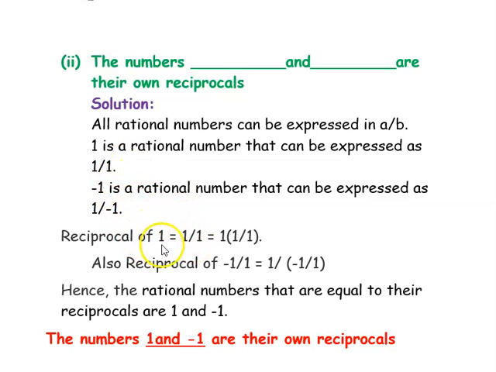So, the reciprocal of 1, that is 1 by 1, is 1 divided by 1 by 1. So, that is nothing but 1. So, the reciprocal of negative 1 by 1 is 1 divided by negative 1 by 1. That is also a negative 1. So, the rational numbers that have their equal reciprocals are 1 and negative 1. So, reciprocal of 1 is 1 and reciprocal of negative 1 is negative 1. So, we can say that the numbers 1 and negative 1 have their own reciprocals.